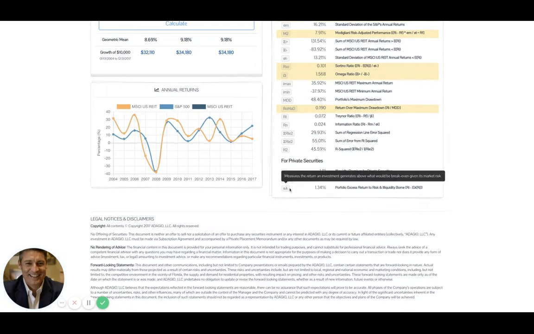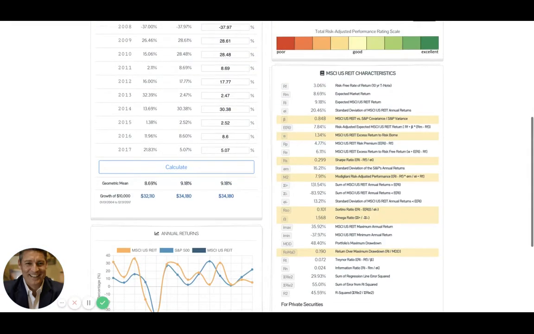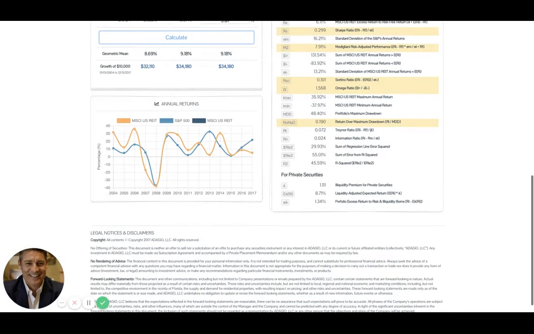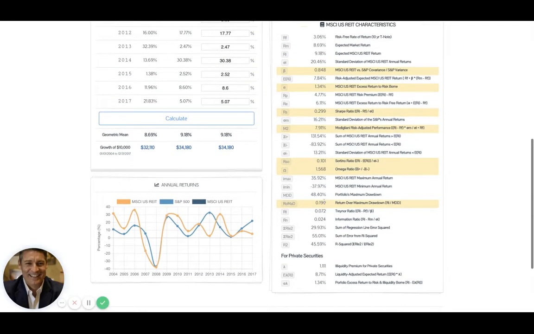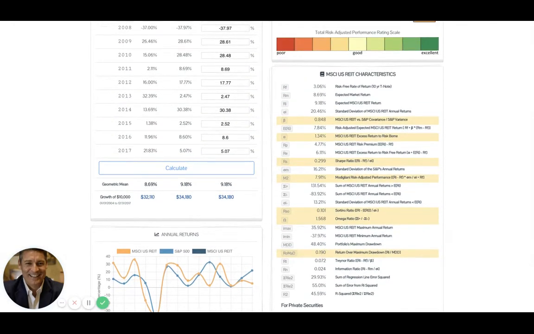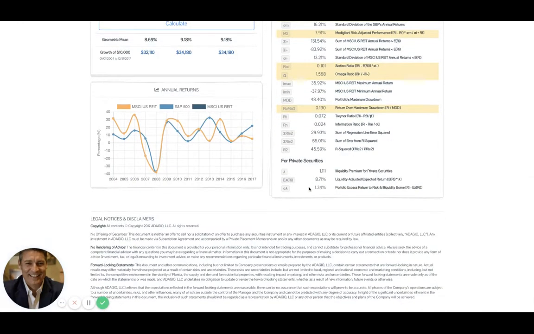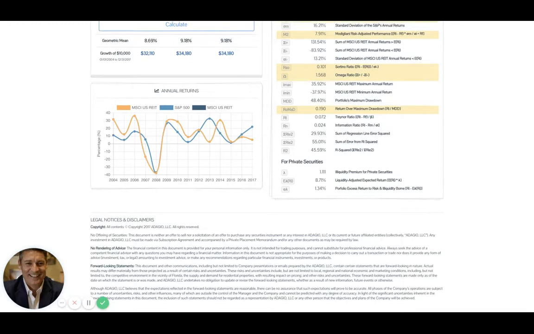And then finally, we have alpha lambda, which is the alpha, the excess return relative to not only the risk, but the illiquidity borne. So this is just alpha also accounting for liquidity. So if it was a publicly traded asset, we'd look at alpha, and here it is 1.34. The alpha doesn't really change in this particular case. The alpha lambda doesn't change very much in this particular case. So there you have it.